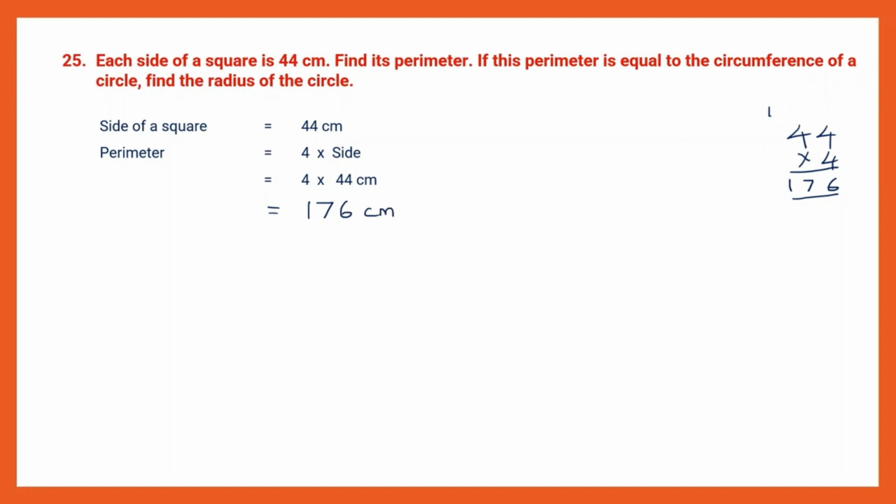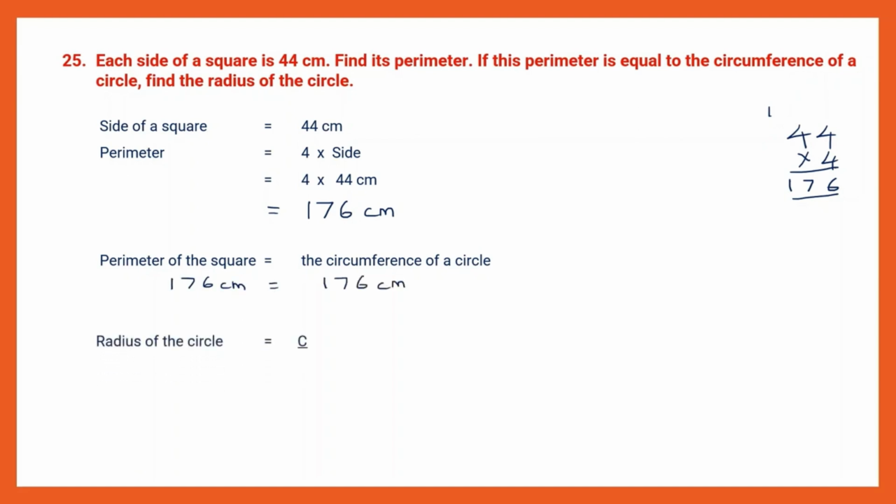Now, let's continue with the question. If this perimeter, that is what we have found now, is equal to the circumference of a circle. So this perimeter of the square is equal to the circumference of the circle. Then from that we must find the radius of the circle. So we need to understand our question. So we need to go very slow. Now perimeter of the square is equal to the circumference of the circle. So that means perimeter is 176 centimeters and the circumference of the circle is also 176 centimeters. Both are the same.